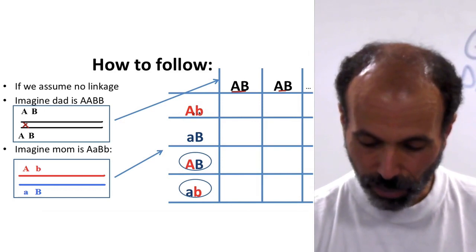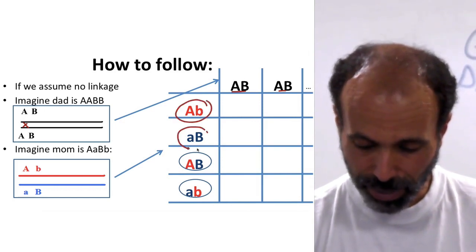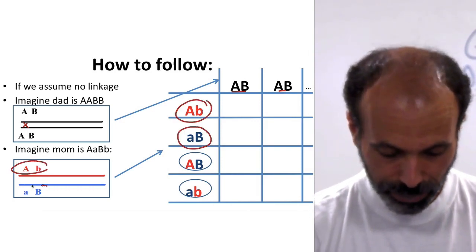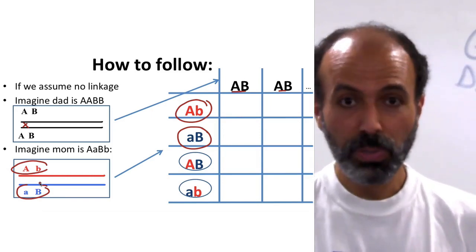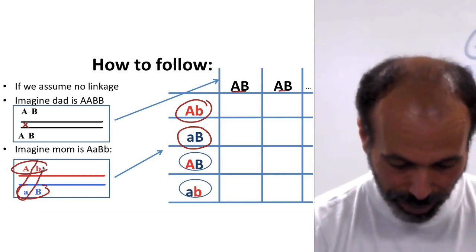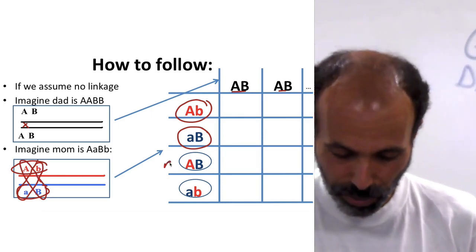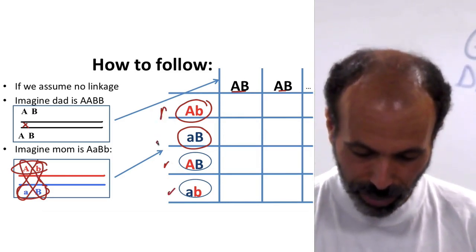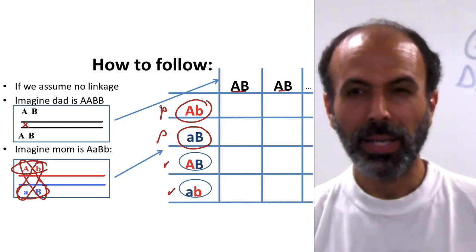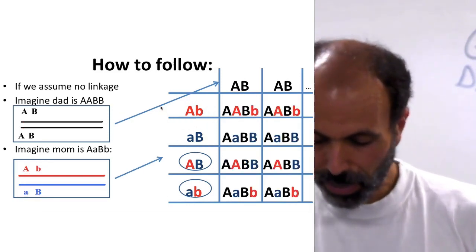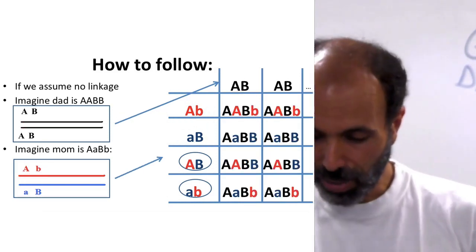Here we have the parental types, big A, little b, and little a, big B, right? But if there was no linkage, sometimes little a and little b can go together, or big A and big B can go together. So these are recombinants, and these are parentals. And as a result, there's a lot more possible options that you can get out.